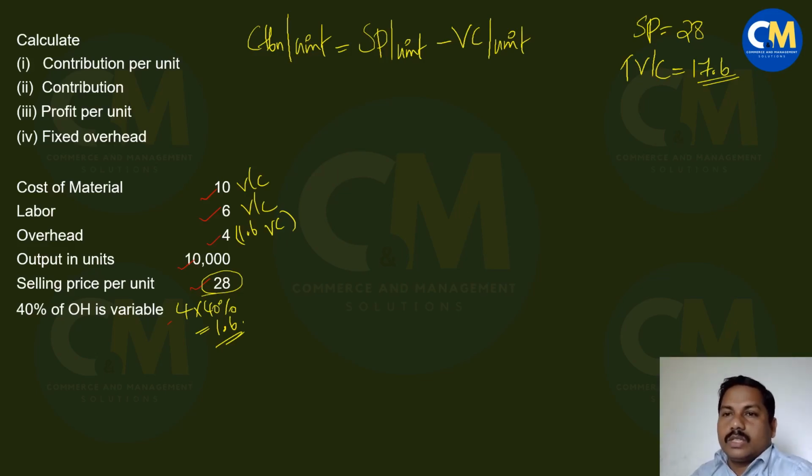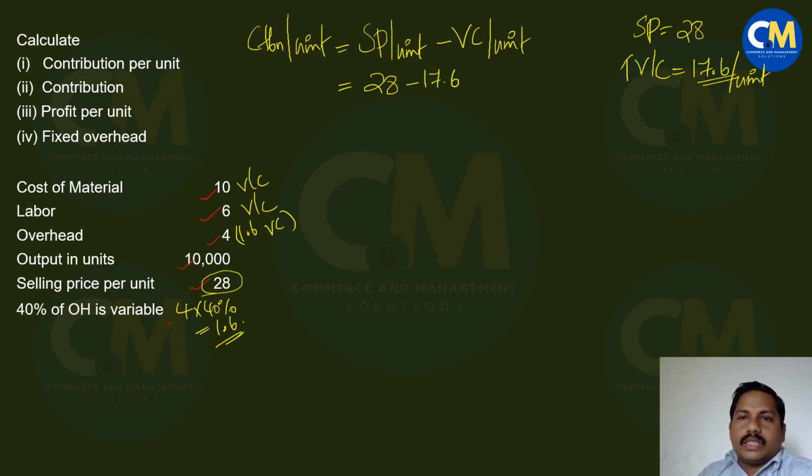So this is the total variable cost per unit. Then apply this into this equation formula. So here contribution per unit is equal to 28 minus 17.6. Then you will be getting contribution per unit, that is equal to 10.4 per unit. So contribution per unit we got it, that is 10.4 per unit.